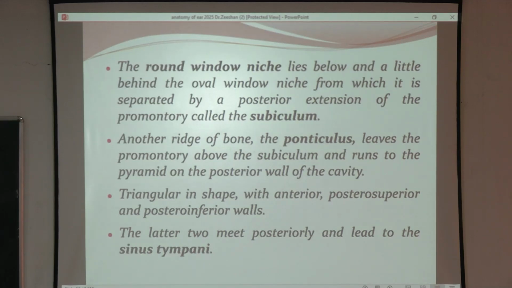दैट इज अगेन अ हिडन एरिया. देखो यहाँ पे लिखा हुआ है द लेटर टू मीट पोस्टीरियरली एंड लीड टू साइनस टिम्पेनाई. ठीक.